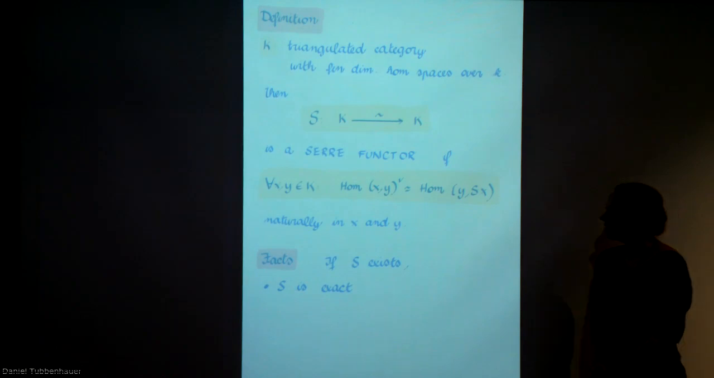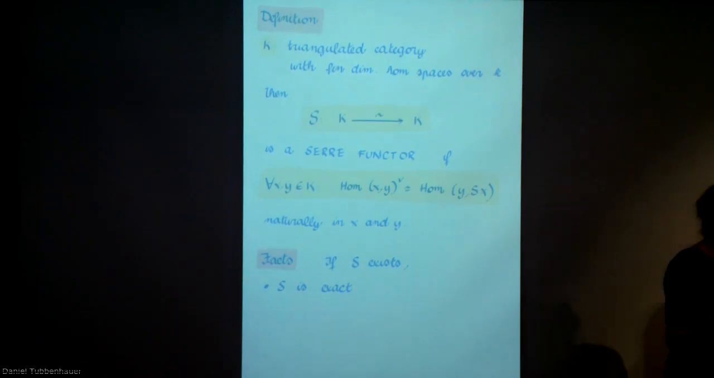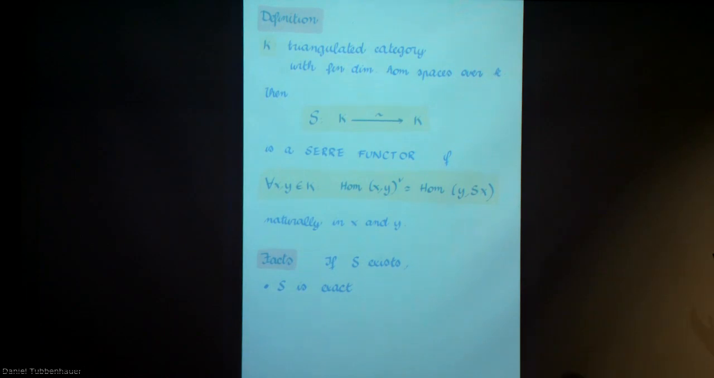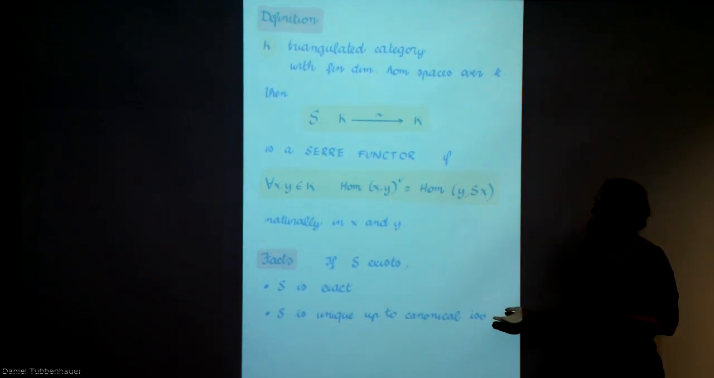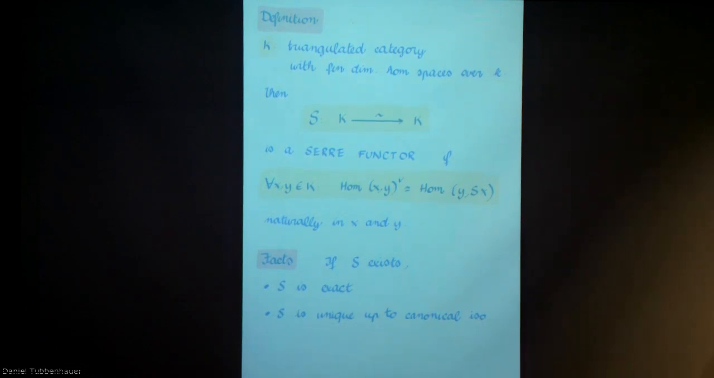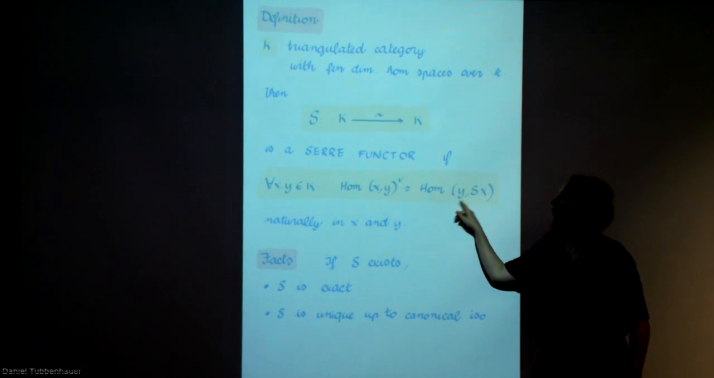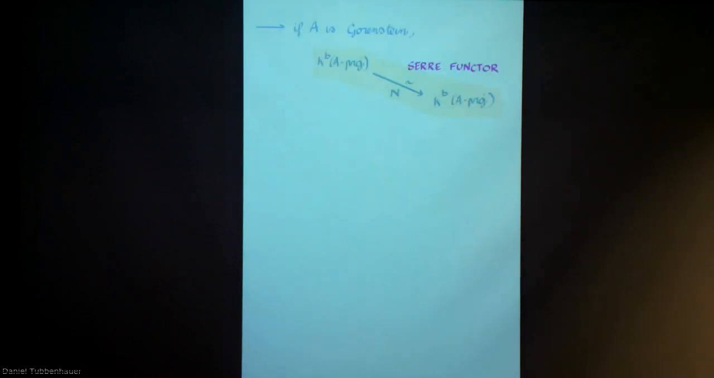A very cool fact about Serre functors is that if they exist, then they automatically respect triangulated structure. So it will automatically be an exact functor. And less surprising is that it is unique up to canonical isomorphism, if you fix the stories of this natural isomorphism, if you make that part of the data. Okay, so what do we have so far?